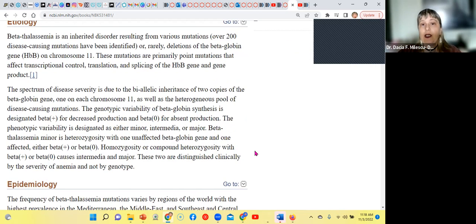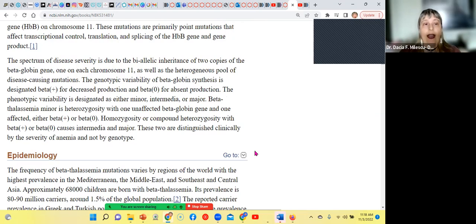So the spectrum of the disease is huge in terms of severity. We can go from mild to very severe. We can go from a normal lifespan to very diminished, dying by 35, okay? So because we have the mother and the father gene, we have biallelic inheritance, we have 2 copies of the beta globin gene, 1 on each chromosome 11, 1 from the mother, 1 from the father.